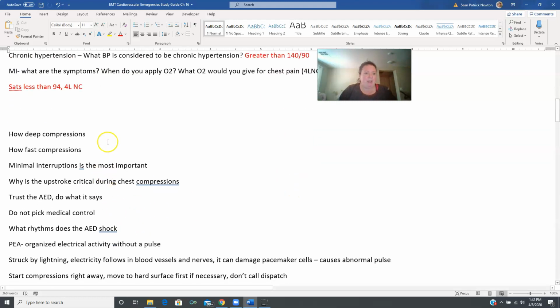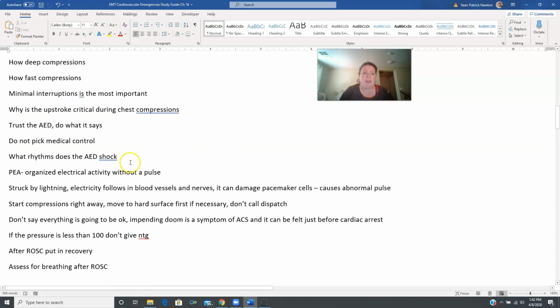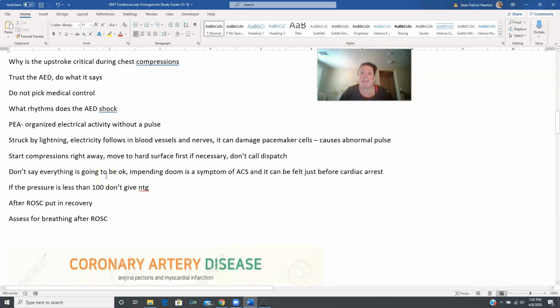Okay. All right. So these are the BLS. I've already done the BLS review for also. So I won't go through these, but I went over how fast the minimal interruptions are most important. The upstroke is critical. You want to have a good recoil so the heart can fill. We always follow what the AED says, even if the scenario is telling you, like the AED says you've shocked 7 times, it wants you to shock again. What do you do? You listen to the AED. Don't go down a road if maybe the AED is broken or anything like that.